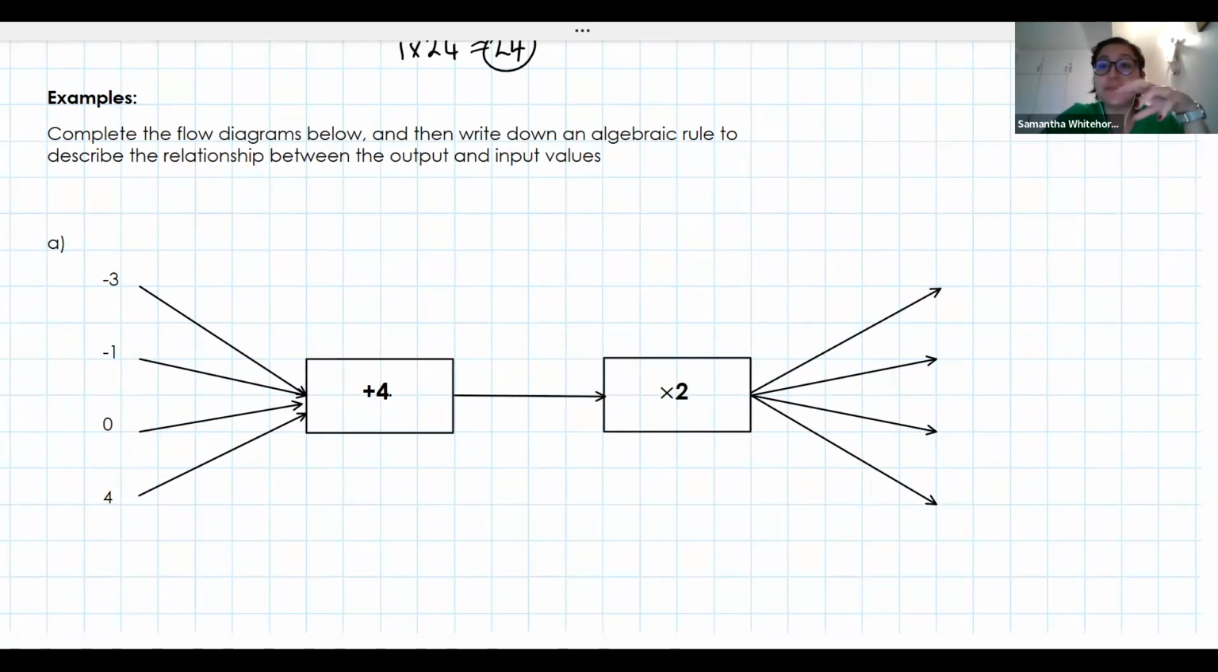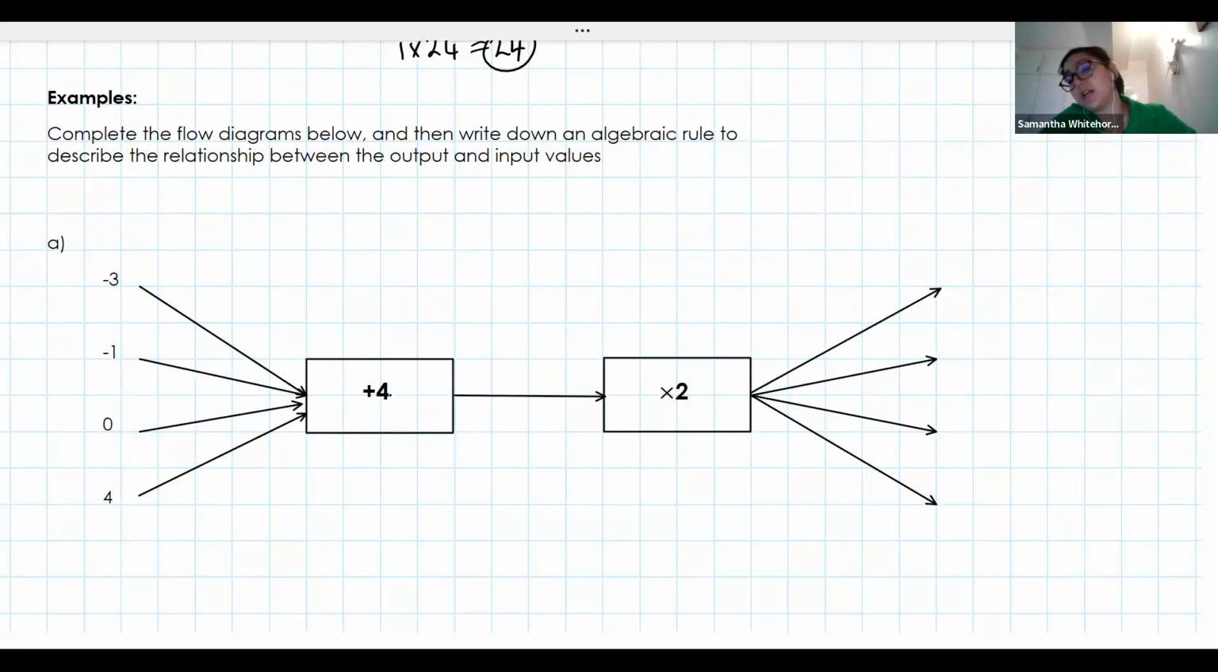Now, what we need to be able to do in number patterns is look at that list of numbers and be able to find a rule that applies to those numbers. And so that's sort of what we're going to start chatting about today, and we'll carry on chatting about next week. So what we have here is a flow diagram.